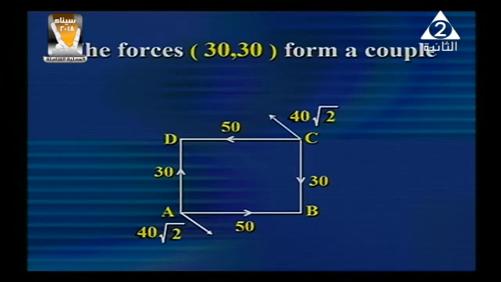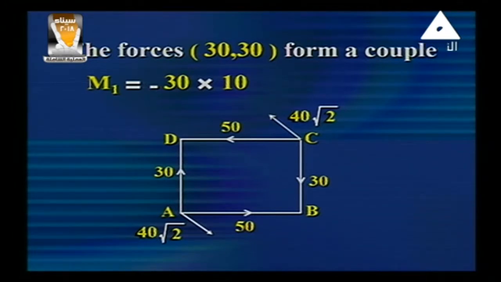What is the force which forms a couple? 30, 30. Then the moment of the couple equals negative 30 times 10. Why? Because the moment of the couple equals the force times the length. The force equals 30, the length equals 10. Its sign is negative. Why? Because it is in the clockwise direction. Then the couple is negative 300 Newton centimeter.